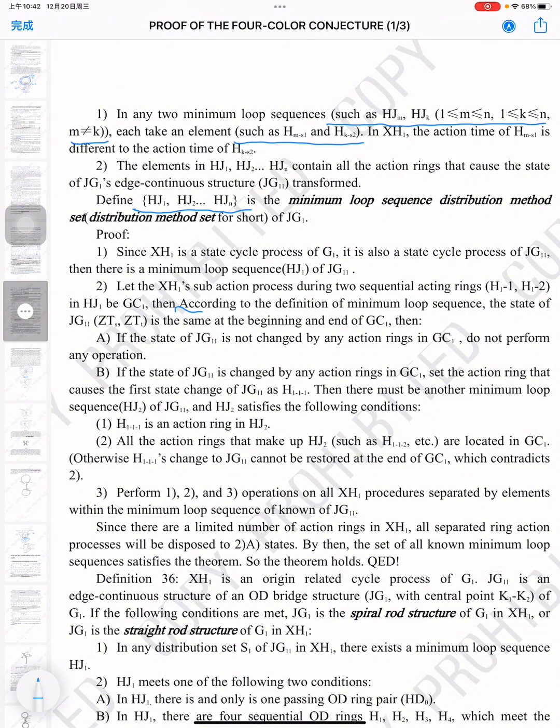3. Perform 1, 2, and 3 operations on all XH1 procedures separated by elements within the known minimum loop sequences of JJ11. Since there are a limited number of action rings in XH1, all separated ring action processes will be disposed to 2A states. By then, the set of all known minimum loop sequences satisfies the theorem. So the theorem holds, QED.